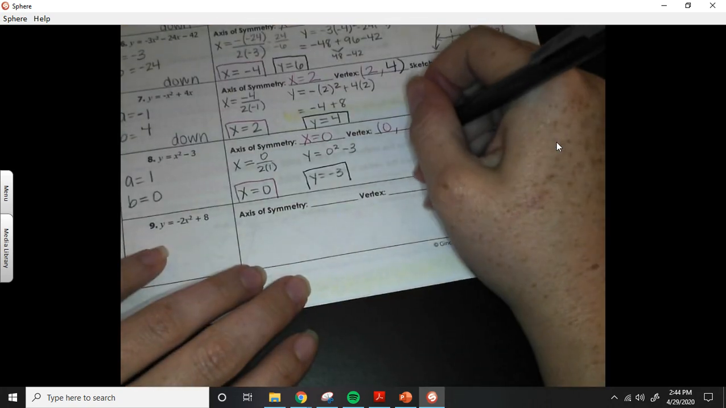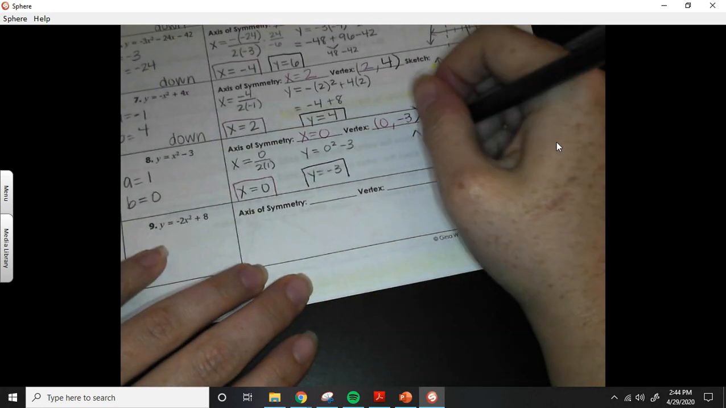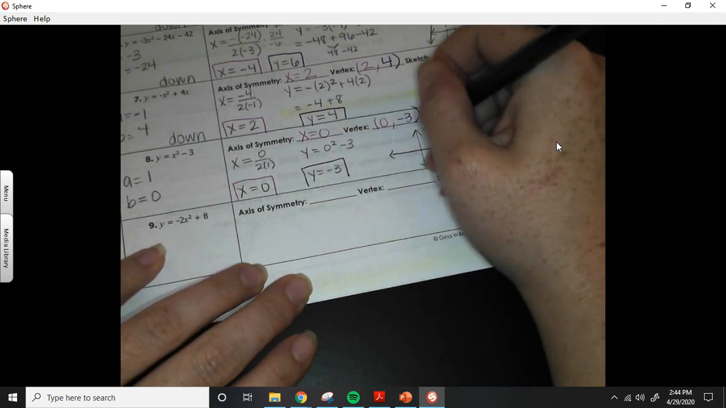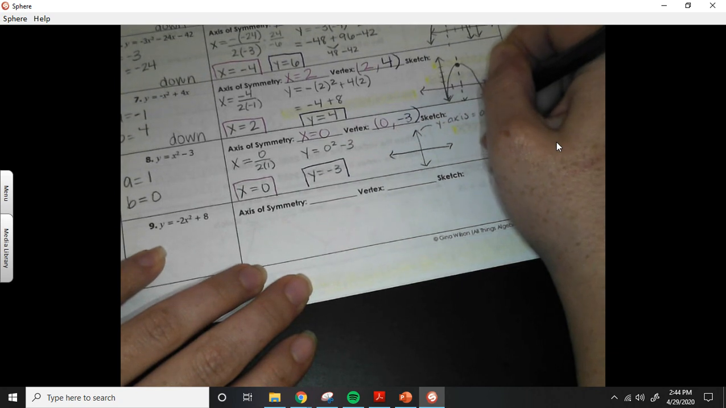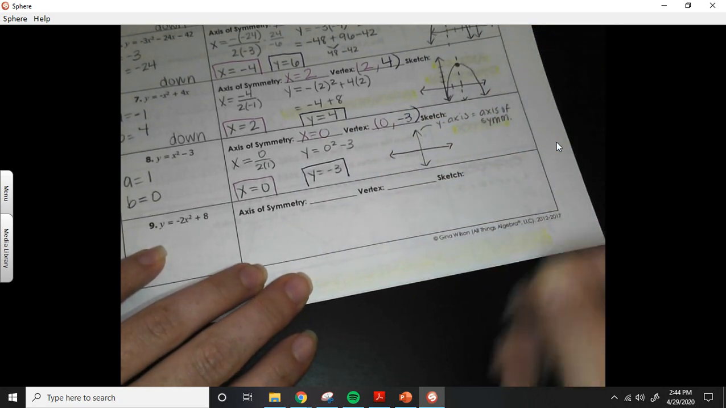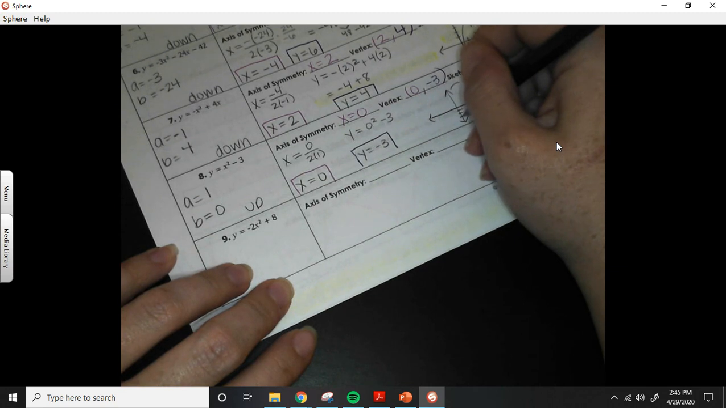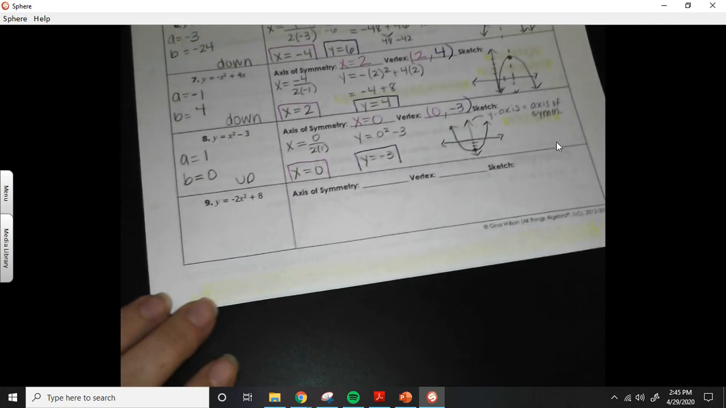All right. Oops, negative 3. Axis of symmetry is our y-axis. Okay, and then we go down to negative, oh, I'm sorry, this one opens up. Negative 1, 2, 3, put a point, and then that's your sketch.